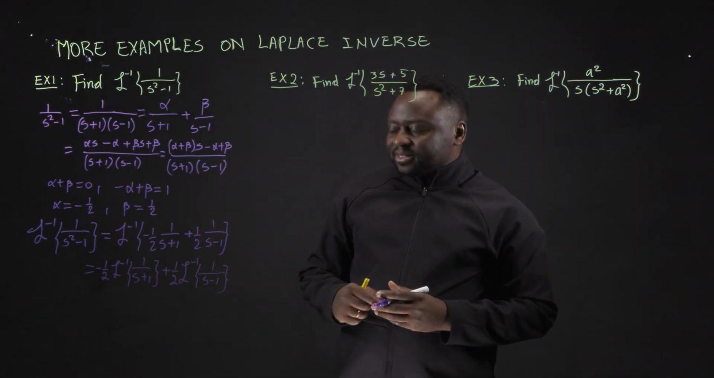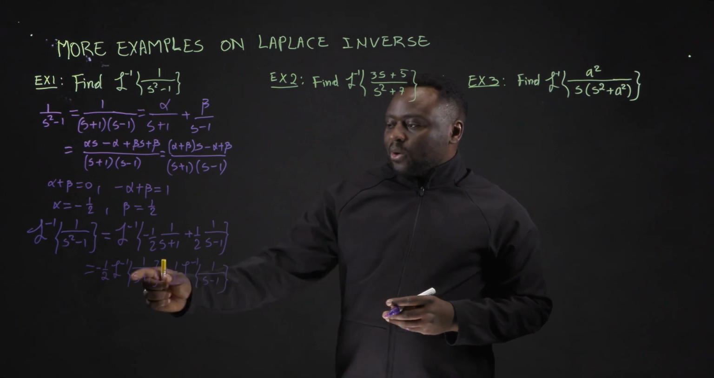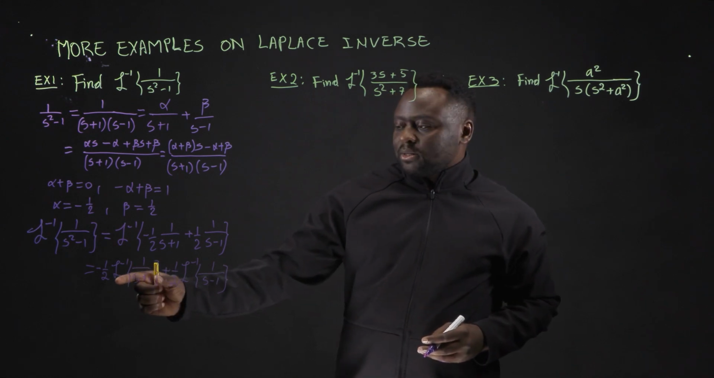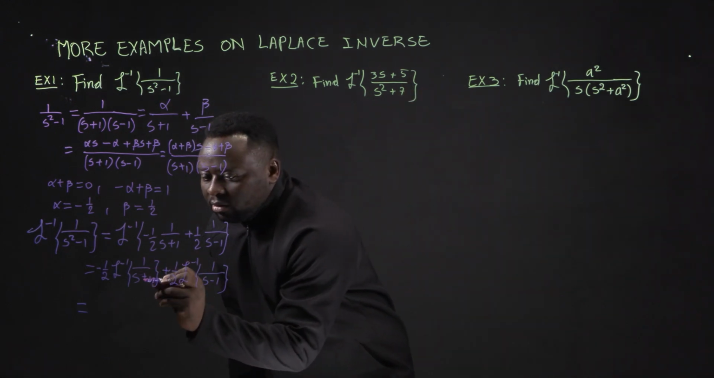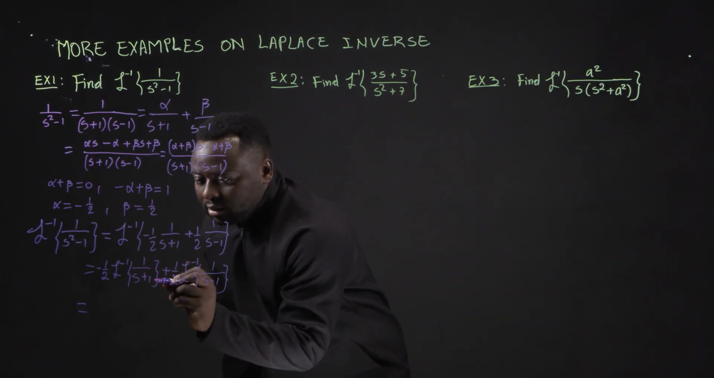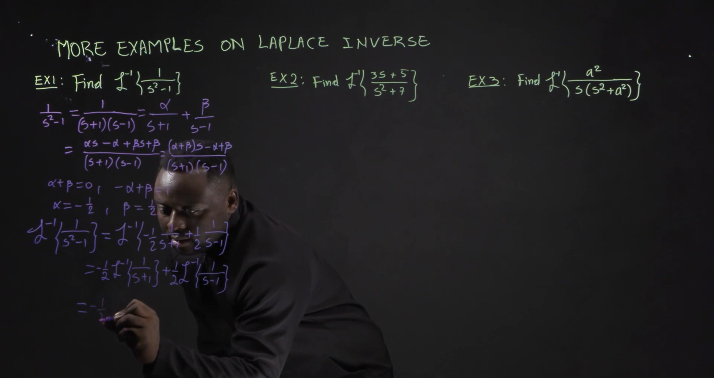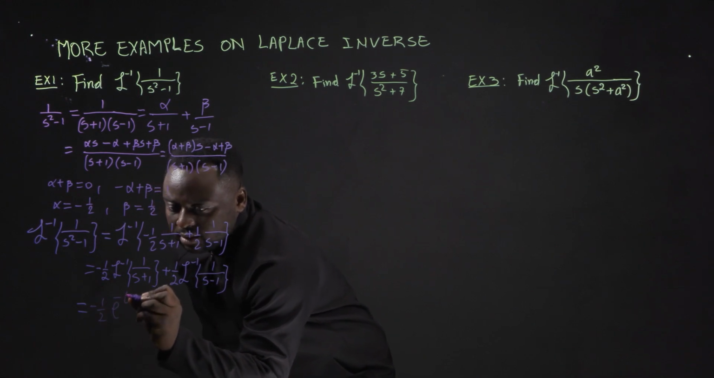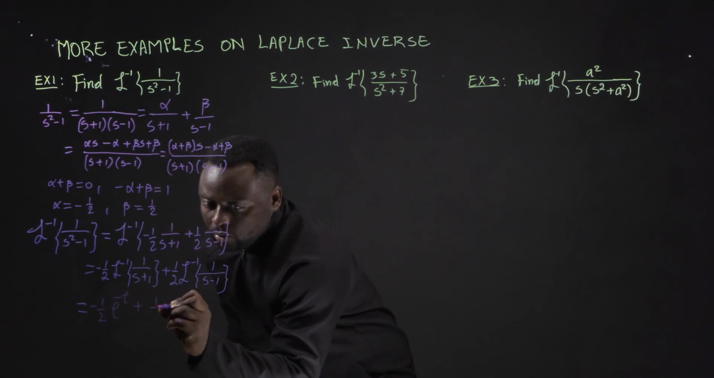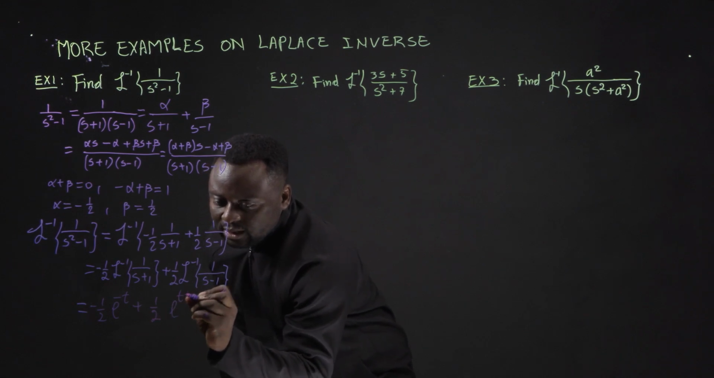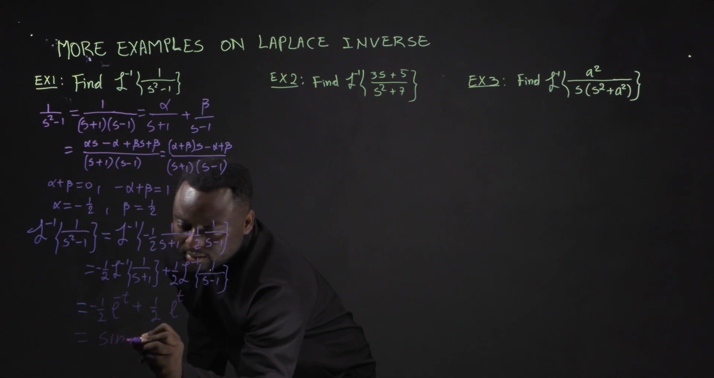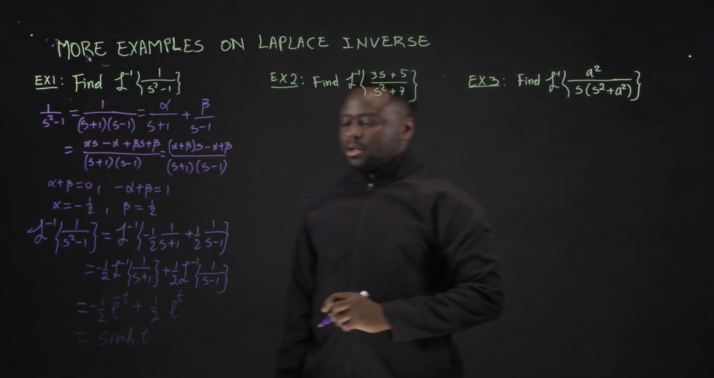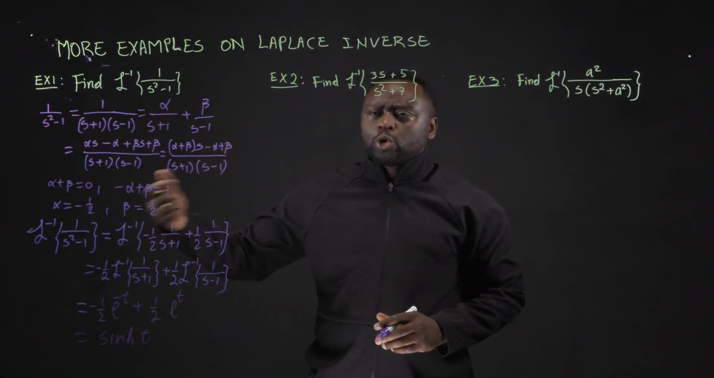All right, what next? We use the table of the Laplace inverse to obtain these 2 values. So the Laplace inverse of 1 over s plus 1 is e to the power minus t, and here it is 1 over 2 e to the power t. So this is basically sinh of t. Okay, so it's simple, and you should be able to do that.